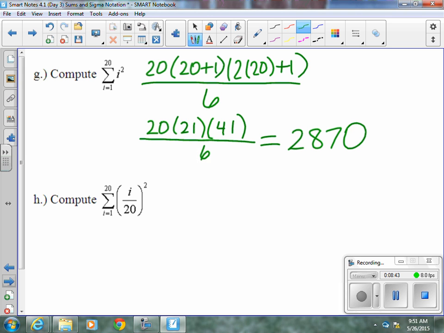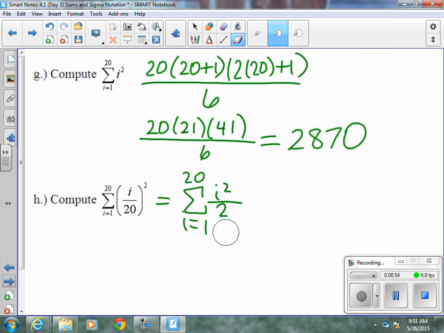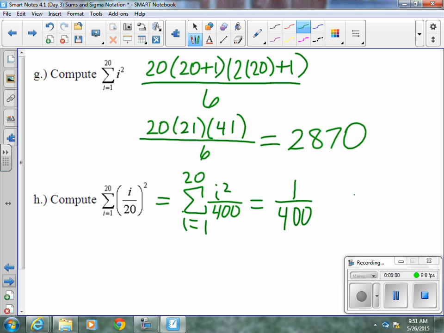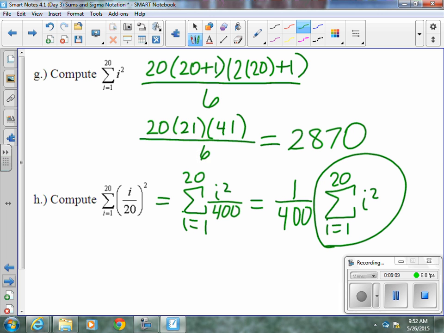I'm going to get this one started for you and then set you loose on it. Technically, we can do a little math here, and this is i squared over 400 when you square it. 20 squared is 400. So, I can move that 1 over 400 out front. Summation from i equals 1 to 20 of i squared. Go ahead and use your i squared formula to calculate this. Multiply by the 1 over 400. Give that one a try. Pause the video to do that.